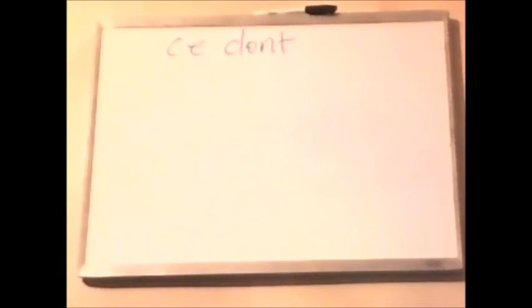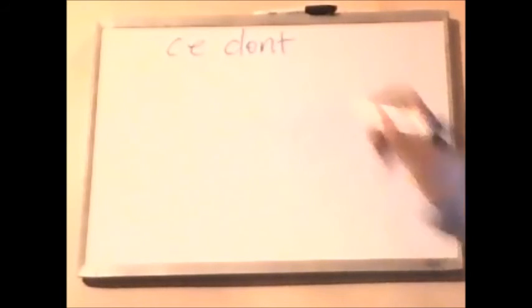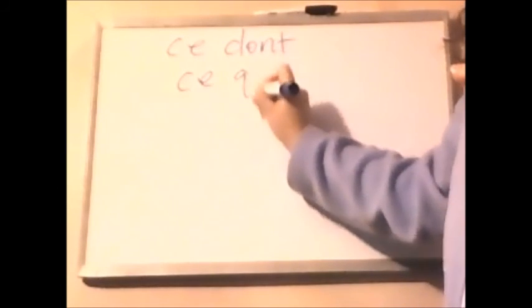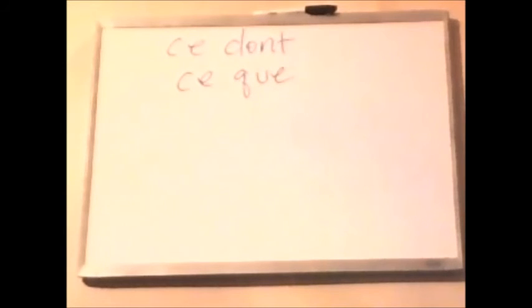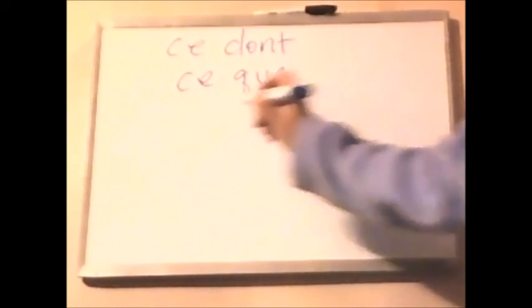Numéro 8. Dites-moi, vous racontez à Martine. Tell me what you're telling Martine. We have a subject and a verb, so we're going to need ce que. Dites-moi ce que vous racontez à Martine. Tell me what you're telling Martine. Et numéro 9. Dites-moi, vous trouvez d'amusant. Tell me what you find amusing, what you find funny. Again, we have a subject and a verb, so we're going to want ce que.